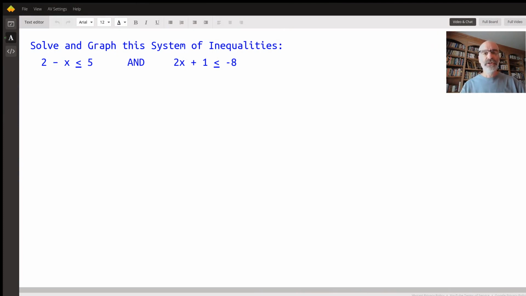Today we're going to take a look at a question that a student sent in, and it wants us to solve and graph a system of inequalities. A system is when you have two or more equations or inequalities. In this case, you can see that we have two inequalities, and we're going to solve them one at a time. After we solve them both, we're going to graph them on one number line.